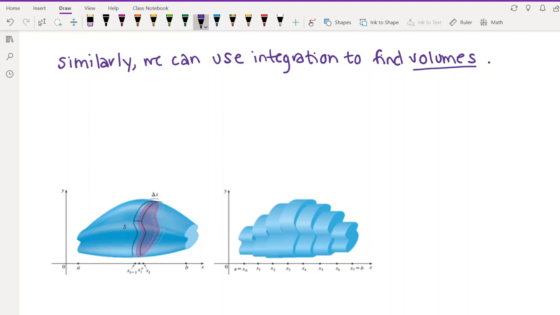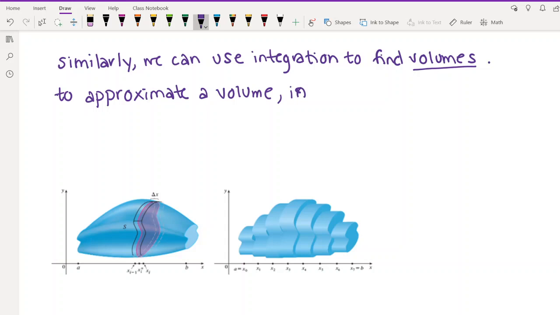Well, let's look at these two pictures. This first picture on the left is some kind of three-dimensional weird blob shape. And notice the one on the right is basically an approximation of the one on the left, but broken into slices. It almost looks like a loaf of bread, right? So this is basically the same idea as using rectangles to approximate an area. We're going to use these slices to approximate a volume.